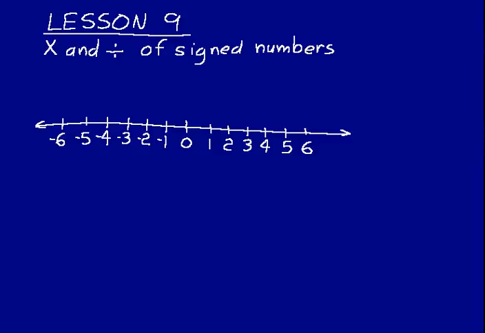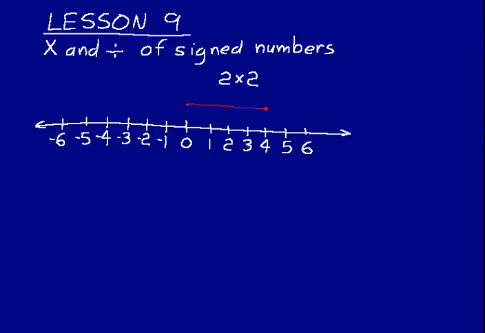2 times 2. Now we don't have any signs in front of those, so it's understood that that means positive 2 times positive 2. And you know that that means that you're adding 2 twice. That's what 2 times 2 means. And so what we could do is, on our number line, just start at 0, add 2, and then 2 again, and we would get to 4. And hopefully you do know that 2 times 2 is 4. But let's try another one.